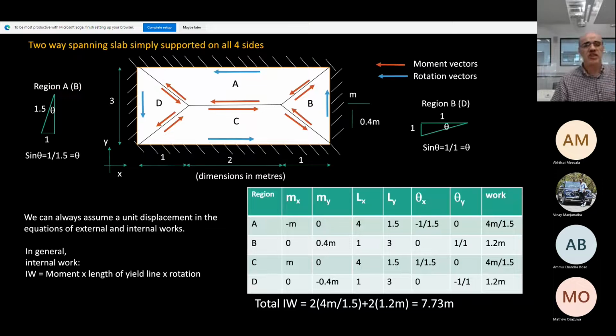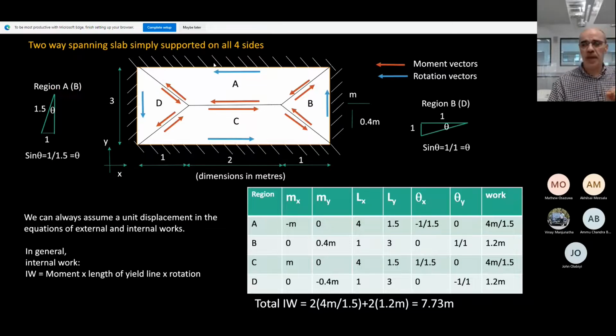So look at each region. Let's start with region A. Please pay attention. Forget everything else, just look at region A. Let's start with the rotation vector. Do you agree that this region A will rotate about this edge here? Yeah. So use your hand for the rotation and check that this is the correct direction of the vector in blue.